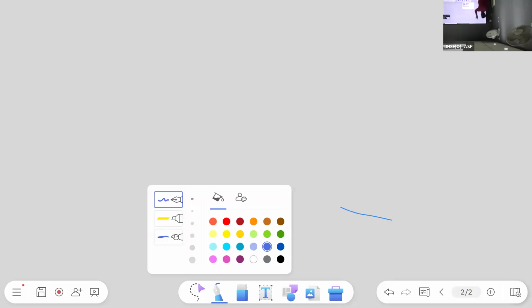Write it again: sin square theta plus cos square theta is equal to 1. This implies sin square theta equals 1 minus cos square theta. This implies sin square theta can be written as sin theta into sin theta.